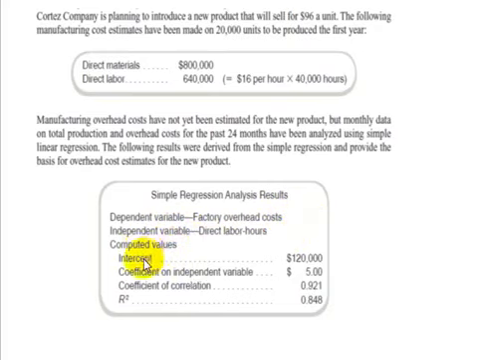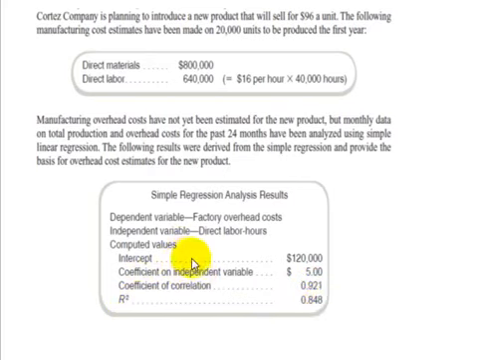Computed value: intercept $120,000. Coefficient on independent variable: $5. Coefficient of correlation: 0.921. R square: 0.848.